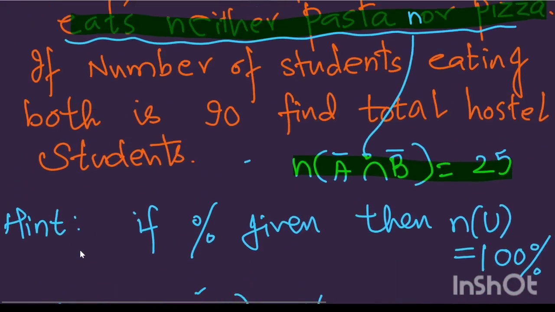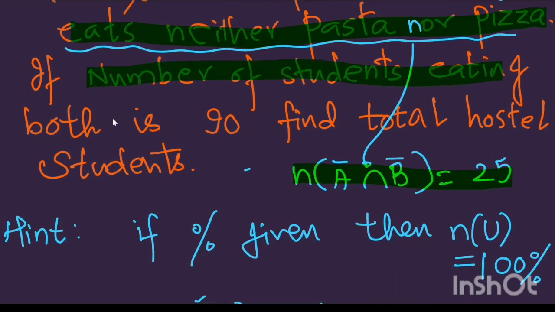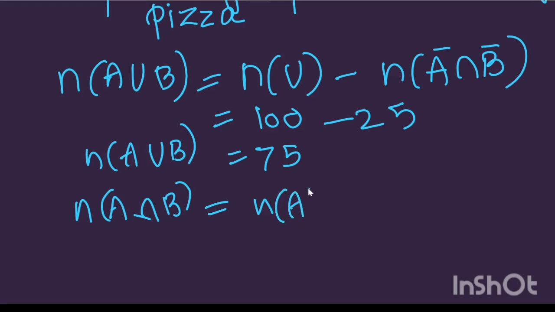Now what they are asking in the question is, if the number of students eating both is 90, find total students. So the number of students eating both is 90 means what, guys? They are referring to n(A intersection B). This 90 is not in percentage terms, but we can find it in percentage terms from the formula n(A intersection B) is n(A) plus n(B) minus n(A union B).